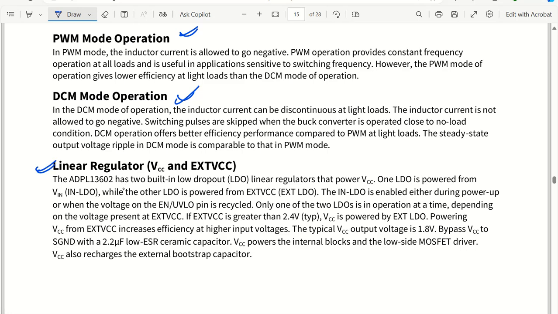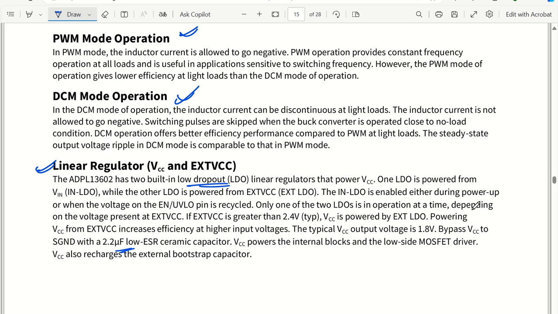Next one, VCC and external VCC. You can put a capacitor of 2.2 microfarad to the ground, so that it bypasses VCC. That is one thing. And external VCC is greater than 2.4 volt typically. So you have to understand that you have to apply a voltage more than that. Otherwise, one more operation is that it has two inbuilt low dropout voltage regulators that power VCC. One LDO is powered from Vin, while the other LDO is powered from external VCC. That's the reason external VCC requires one power supply at this particular place.